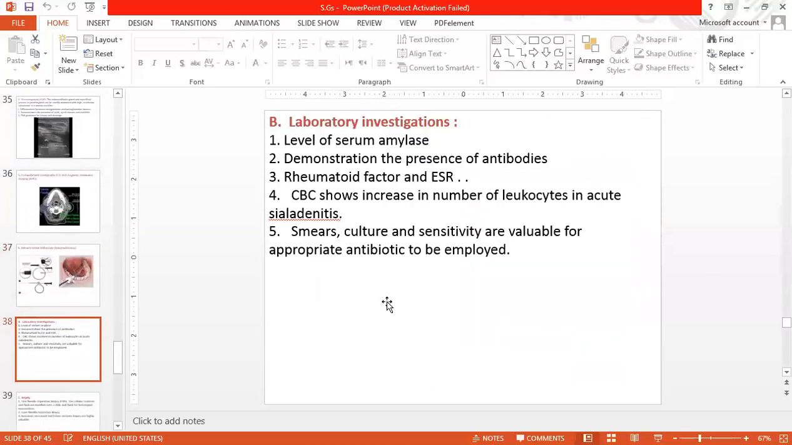For the laboratory investigations, we have many, including the serum level of amylase. We check for antibodies, maybe ESR and rheumatoid factor. A CBC to see the level of leukocytes in case of infection. Smears and culture and sensitivity are also valuable so that the appropriate antibiotic is used to treat the infection.